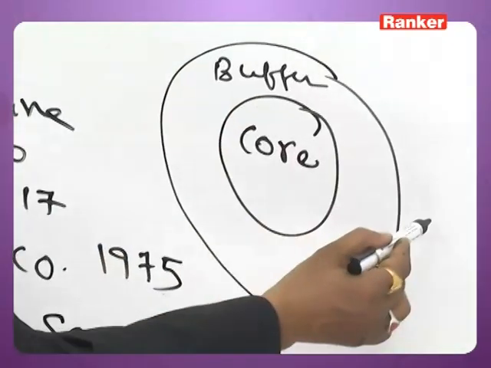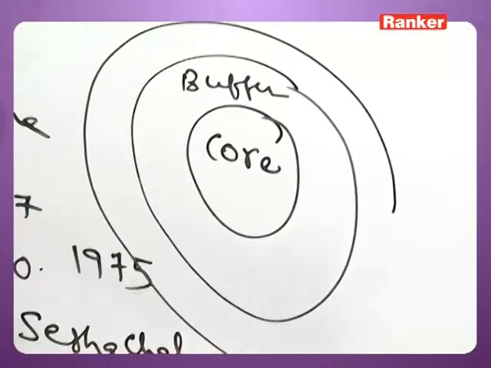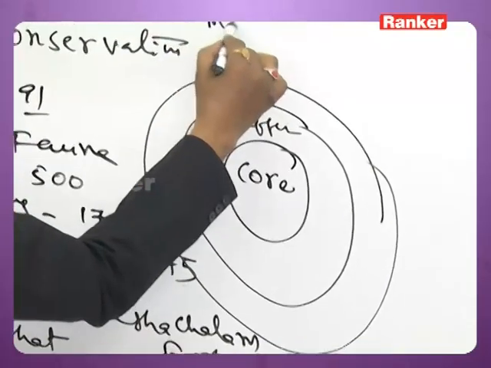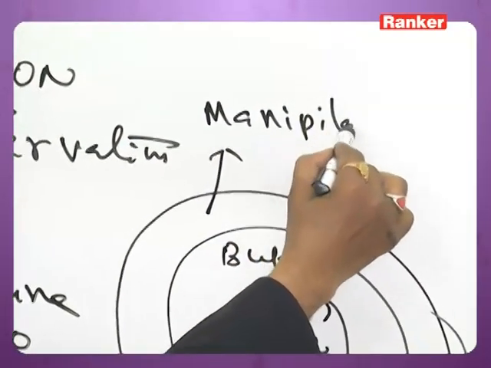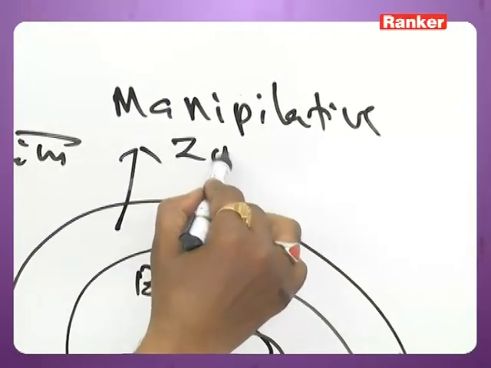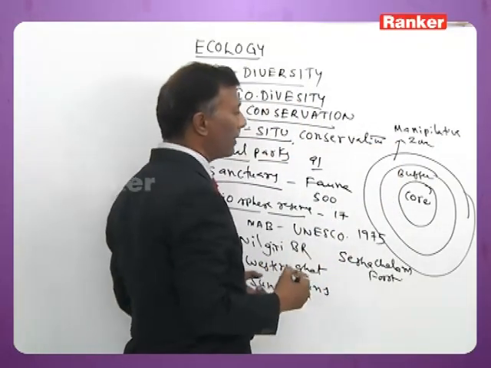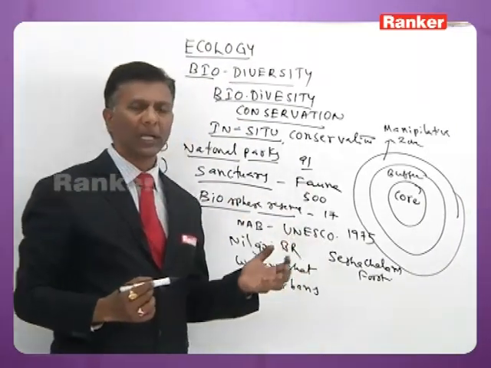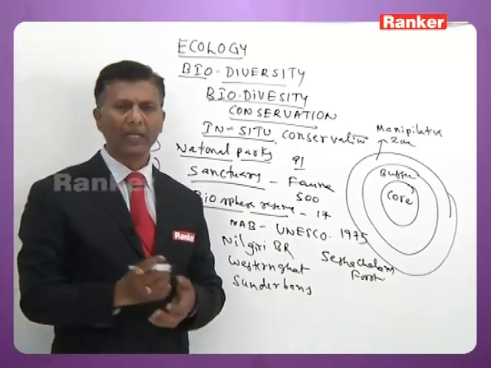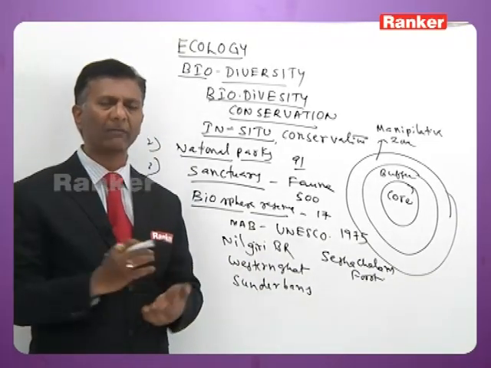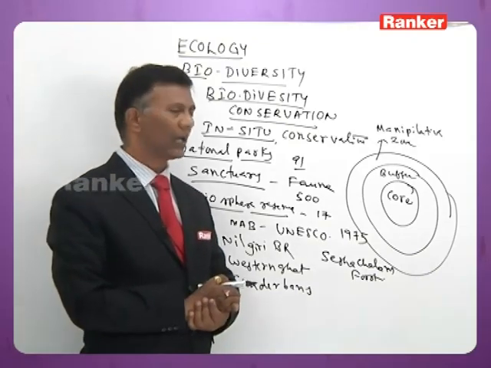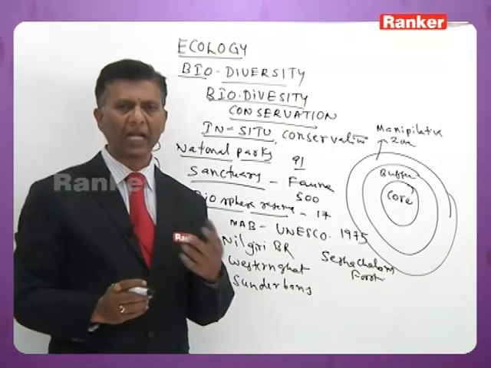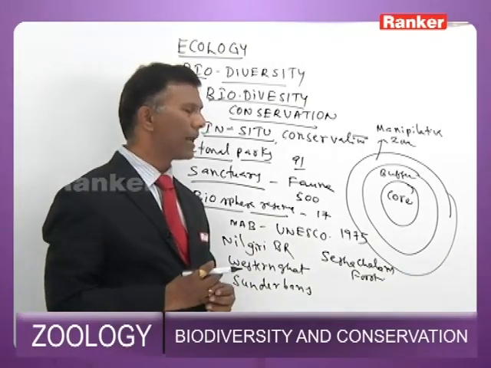Then the outermost zone of a biosphere reserve or a national park is called the manipulative zone, or transitional zone. That zone is meant for human settlements, where the tribal people and other poor people have their settlements, and grazing, foraging, and cultivation can all be carried out in the manipulative zone.